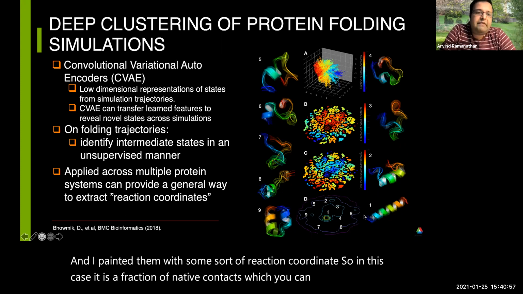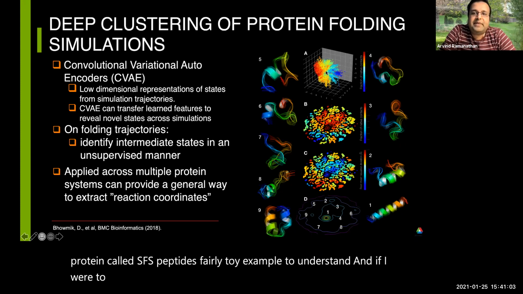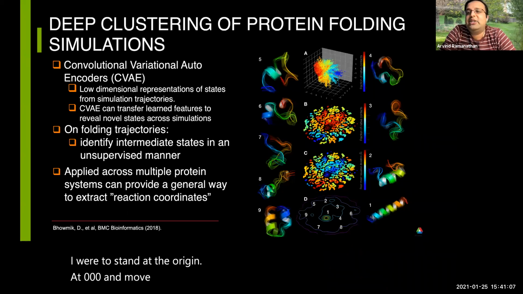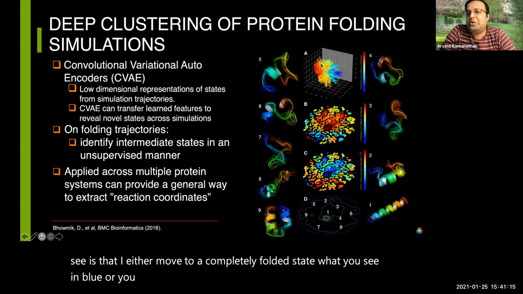And there's a protein called the FS peptide. It's a fairly toy example to understand. If I were to stand at the origin, at 0, 0, 0, and move along each of these dimensions, what I essentially see is that I either move to a completely folded state, what you see in blue, or a completely unfolded state, what you see in red, and there are all these intermediates that you cover.